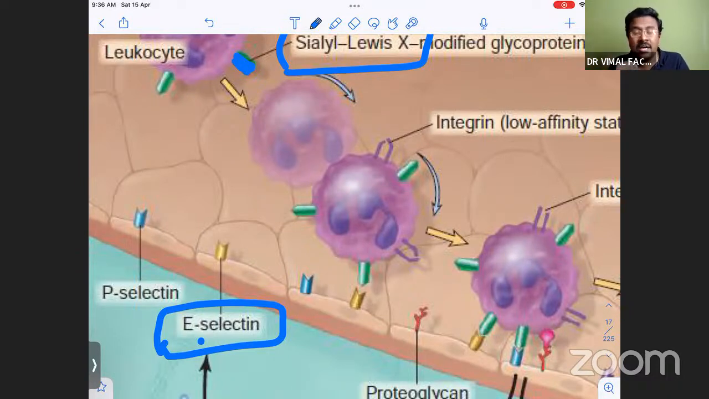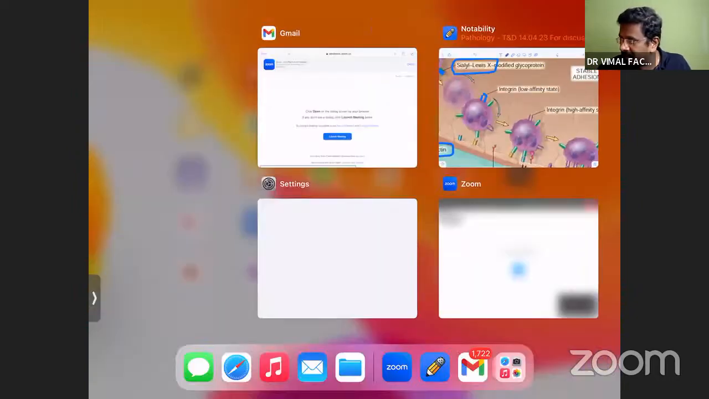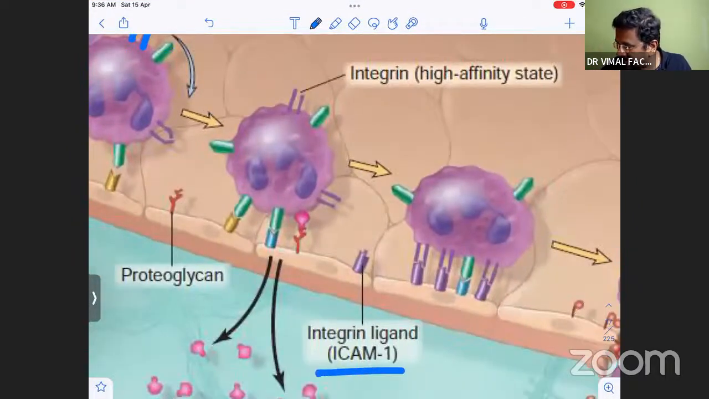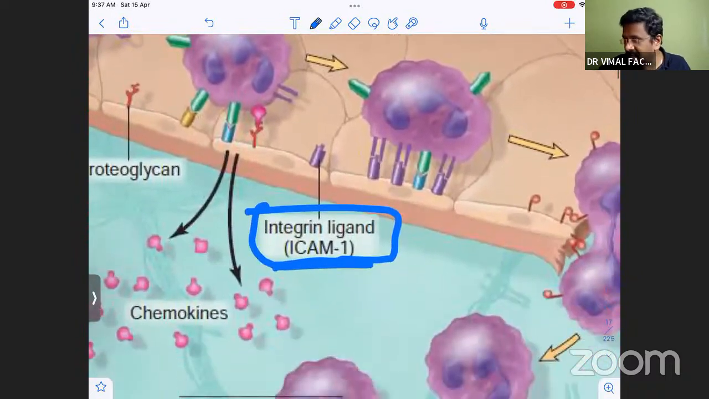Then what happens? Adhesion. Adhesion means there is a firm touch between the WBC and the endothelium. For adhesion to occur properly, you need integrins on the surface of the WBC, and the blood vessel expresses ICAM1. ICAM1 is nothing but the integrin ligand molecule, intercellular adhesion molecule. So there will be an interaction between the integrins present on the WBC and the ICAM expressed on the endothelium.